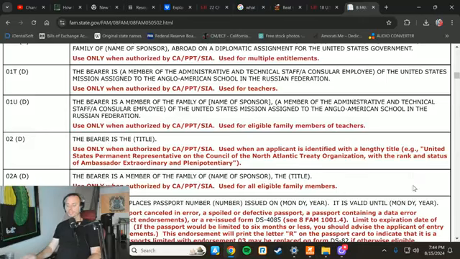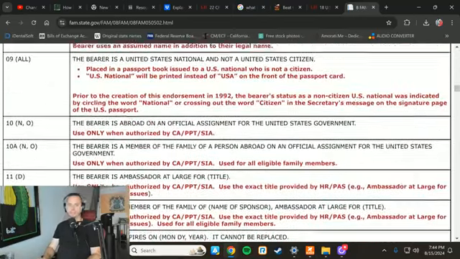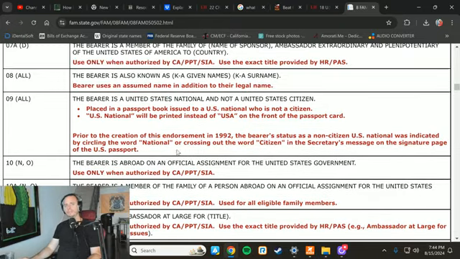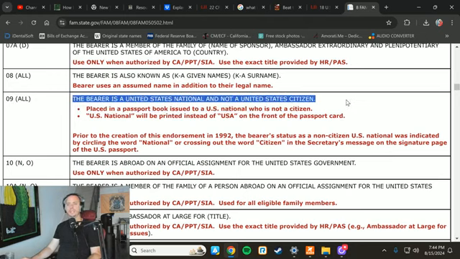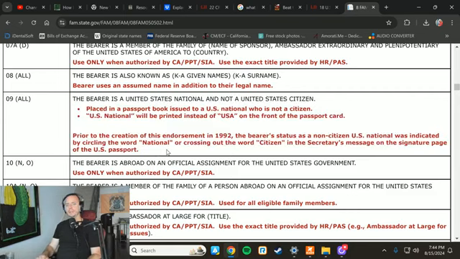So this is your window shopping, bro. You can go down here. Look at 09. This is the one that GMC Lovett always recommends. Now it says here, what types of passport does the 09 endorsement apply to? It applies to all of them, which is good to know. 09 is the bearer is a United States national and not a United States citizen. And it gives you a little background on where this even came from. You can read it here, right?